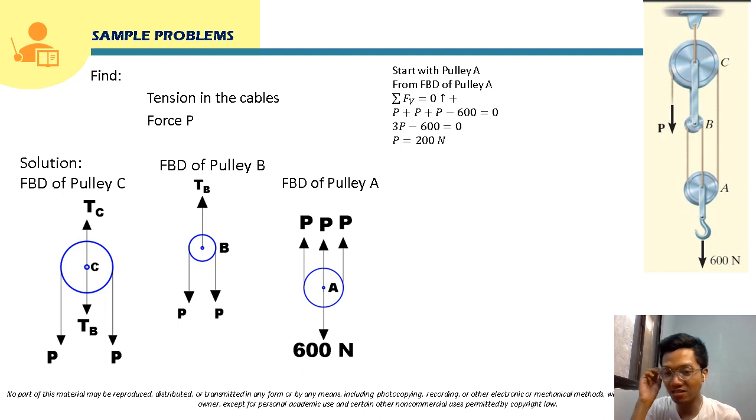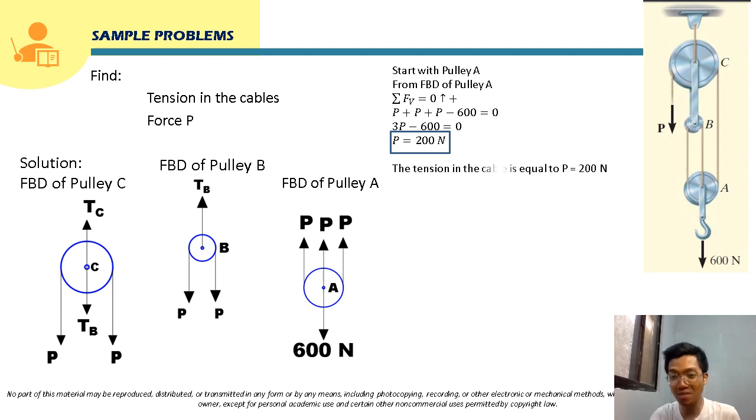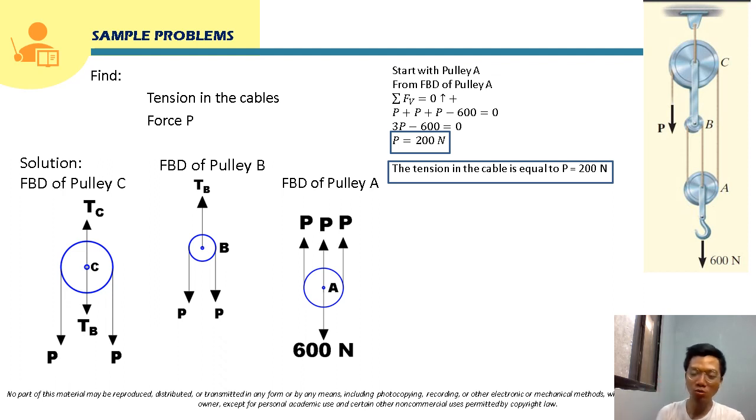So this is now the answer for the item that we are asked to solve. This is already force P, so this is 200 Newton. Now we are also asked to find the tension in the cable. Actually, the tension in the cables are all P, because this cable is continuous. Because it is continuous, the applied load P will just be constant. So the tension in the cable is equal to P, which is equal to 200 Newton.